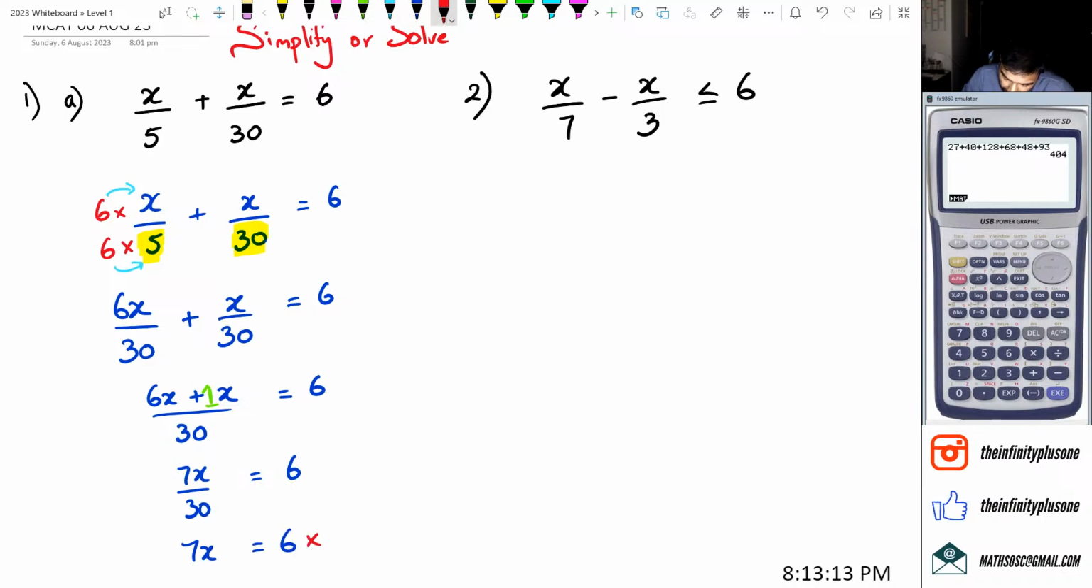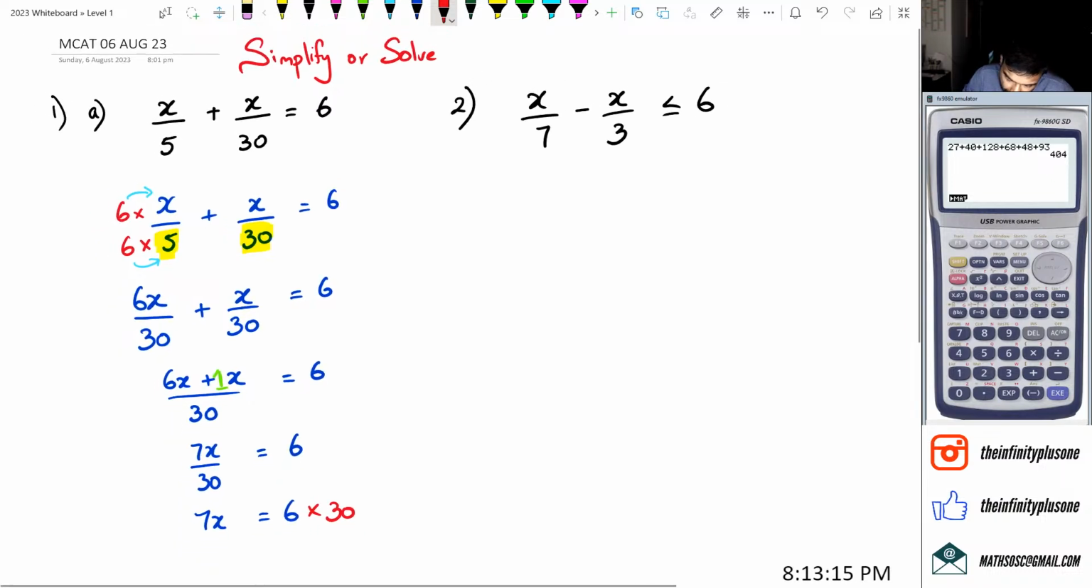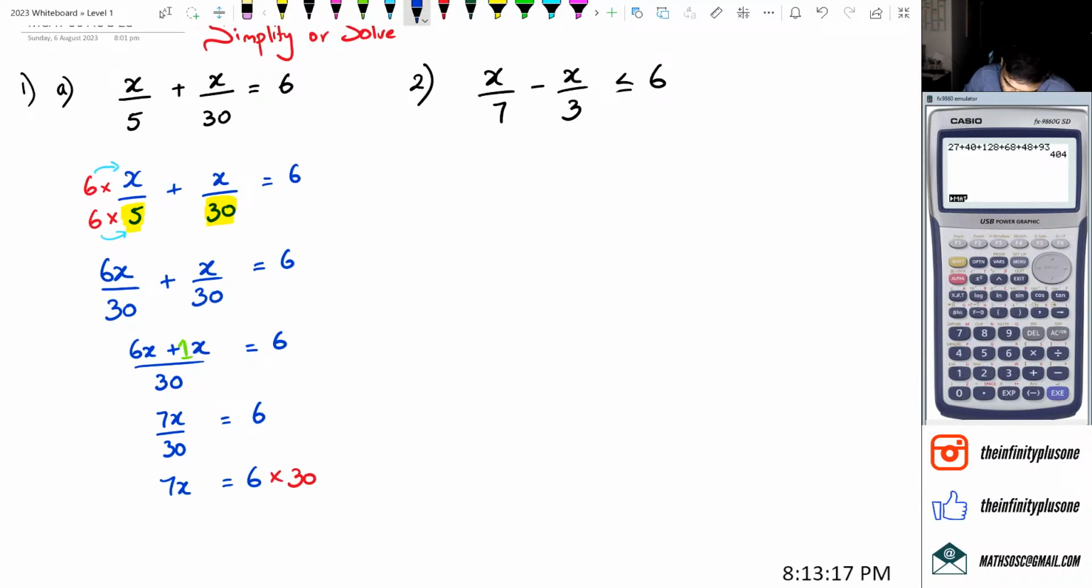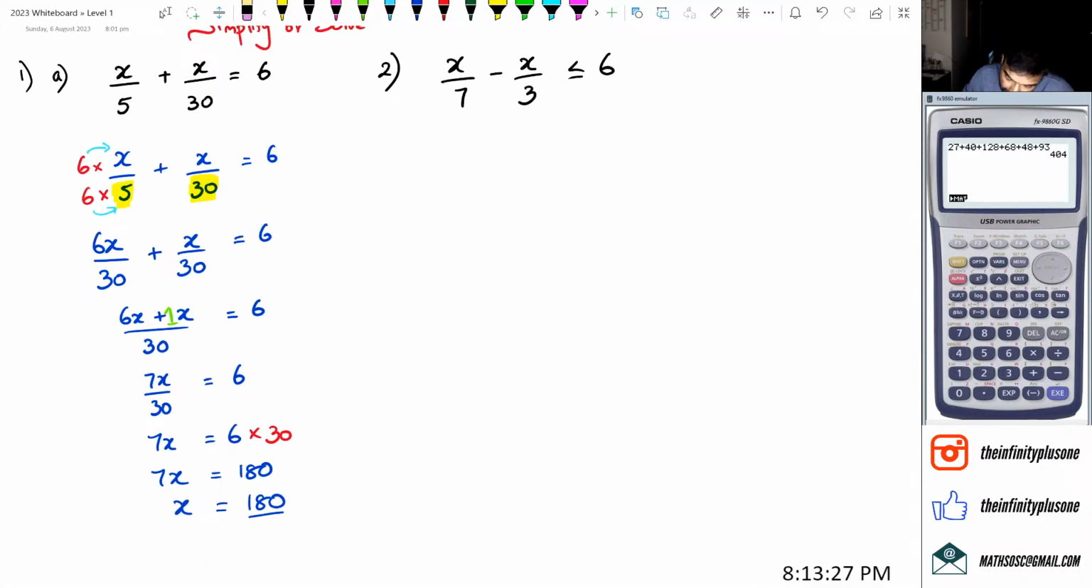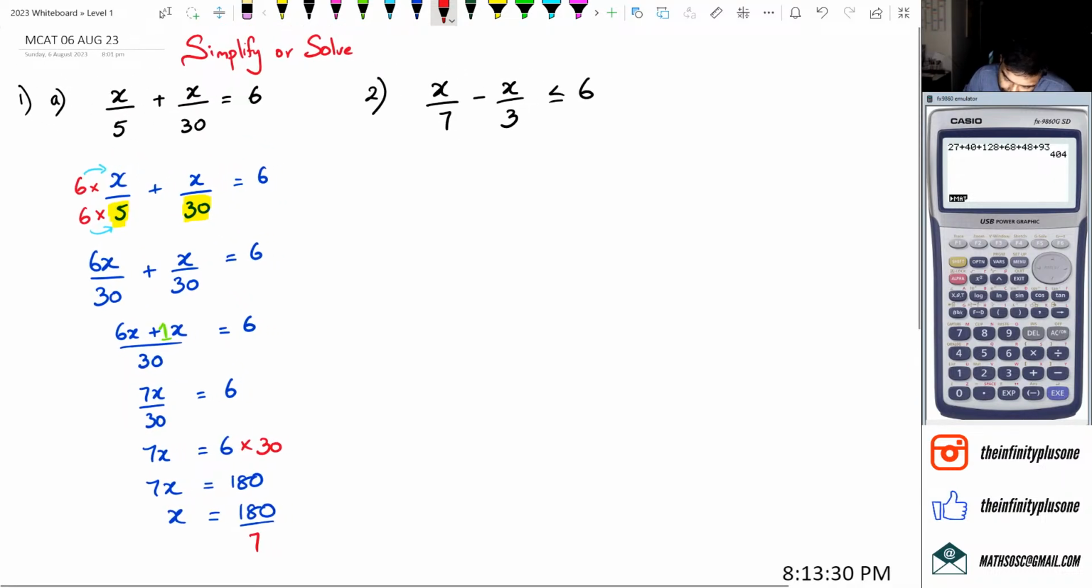We've got to get rid of the 30, so it's going to be multiplied by 30. And so what we've got is 7x is equal to 180. Next, we can get rid of the 7. And so what we're going to get is 180 divided by 7.